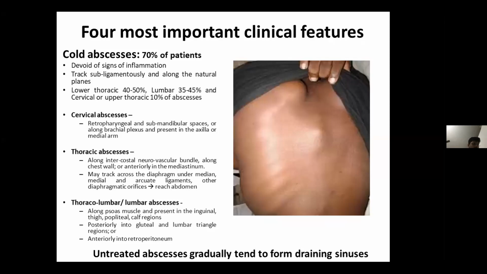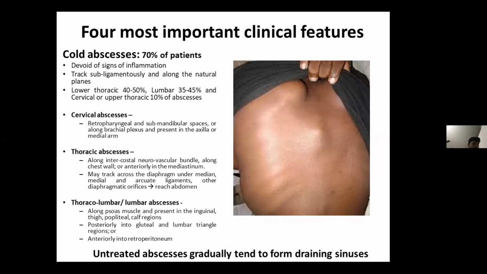The second most important clinical feature is a cold abscess, which is seen in around 70% of the patients. As previously mentioned, these abscesses do not show any local sign of inflammation, unlike the pyogenic abscesses. These are chronic abscesses, so they collect over time, and they have a huge propensity to track along natural planes, subligamentously, and they present in a variety of locations.